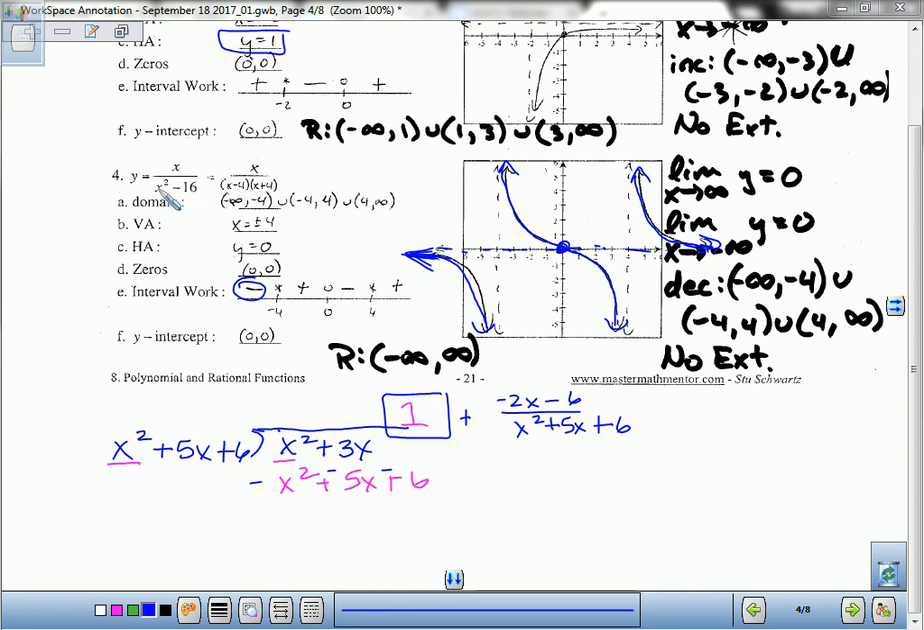The degree of the numerator is less than the degree of the denominator, so we get that y equals 0. If we did the long division, it would be 0 here, right? So y equals 0. The restricted values on the domain are your vertical asymptotes because they do not cancel. We do not have holes.